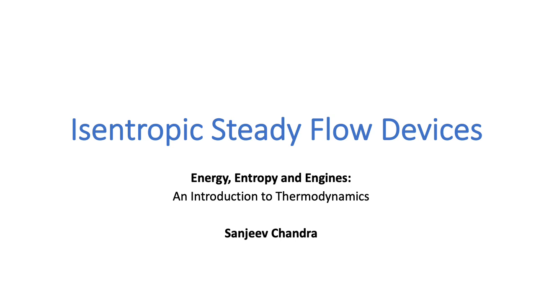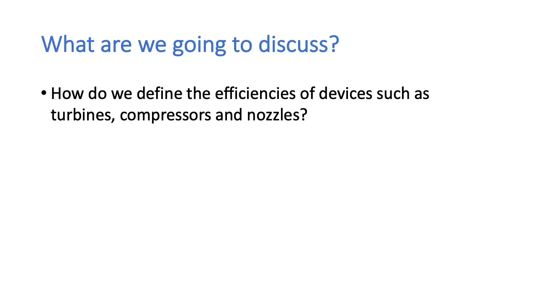Isentropic steady flow devices. How do we define the efficiencies of devices such as turbines, compressors, and nozzles?